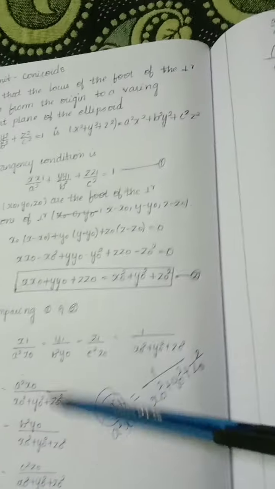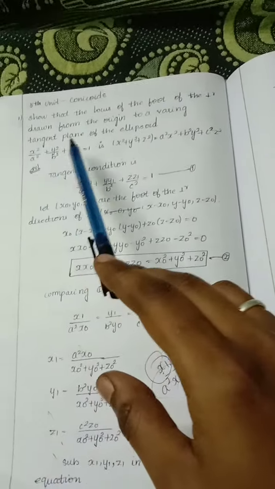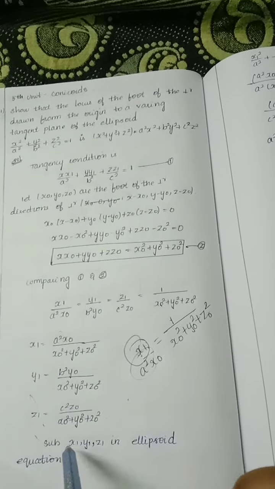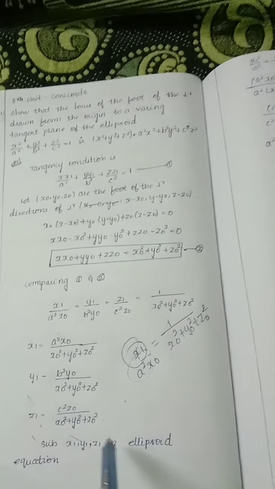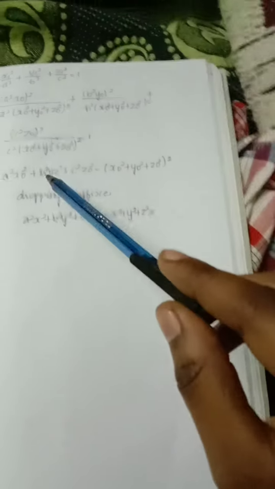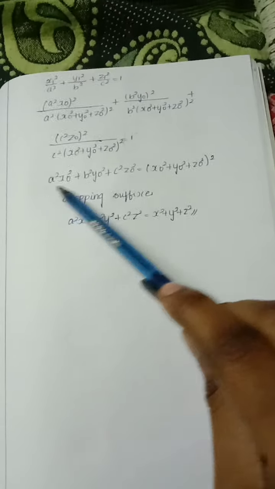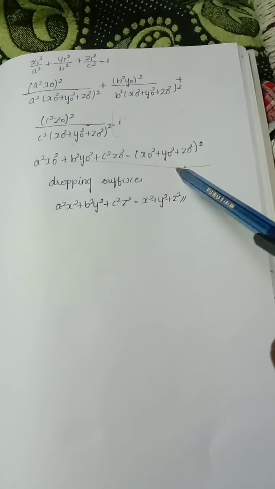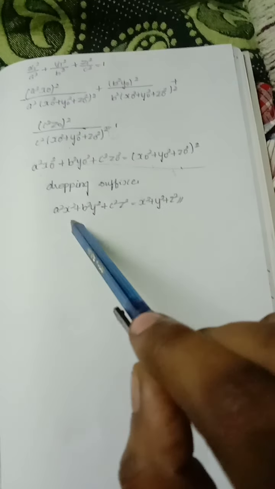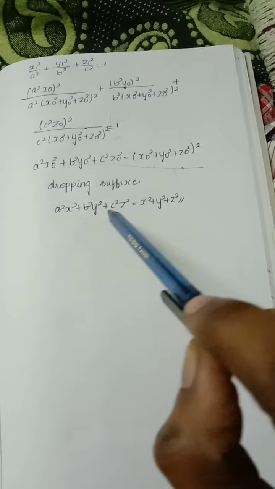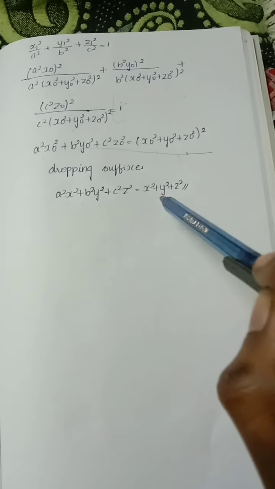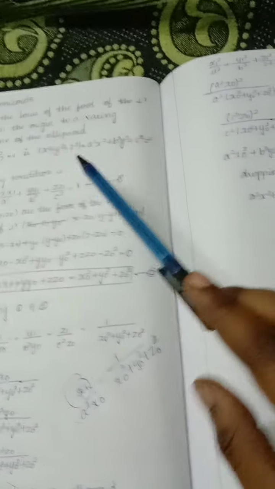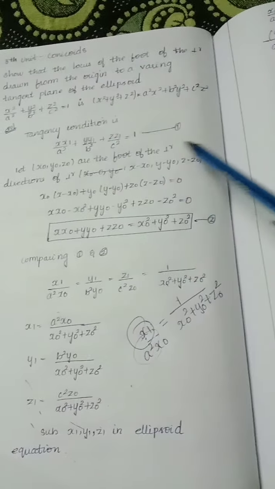So we placed here in the question the x, y, z terms as given, but we had written them as x1, y1 and z1. So we had forms like this x0, y0 and z0. So dropping our suffix, we get a square x square plus b square y square plus c square z square equal to x square plus y square plus z square whole square, as given in the question. We got our solution from this.